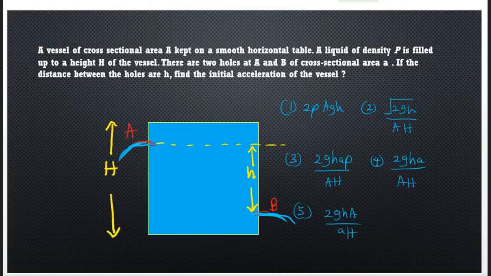Alright, let's read the question first. A vessel of cross-sectional area A is kept on a smooth horizontal table. A liquid of density rho is filled up to height capital H of the vessel. There are two holes A and B of cross-sectional area small a. If the distance between the holes is small h, find the initial acceleration of the vessel. Right, I hope you have tried the question. So let's get into the question now.